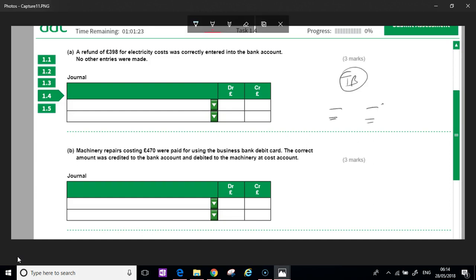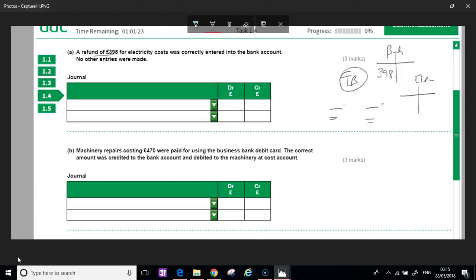And we did quite a few questions. Please watch these and go through those. So it says here a refund. It's an interesting one, a refund. I remember I explained that we deal with this by visualizing the situation and finding where the problem is. A refund means the money's coming back into the bank. So we have 398 coming back into the bank, and somehow someone forgot to put through the difference in the electricity cost.